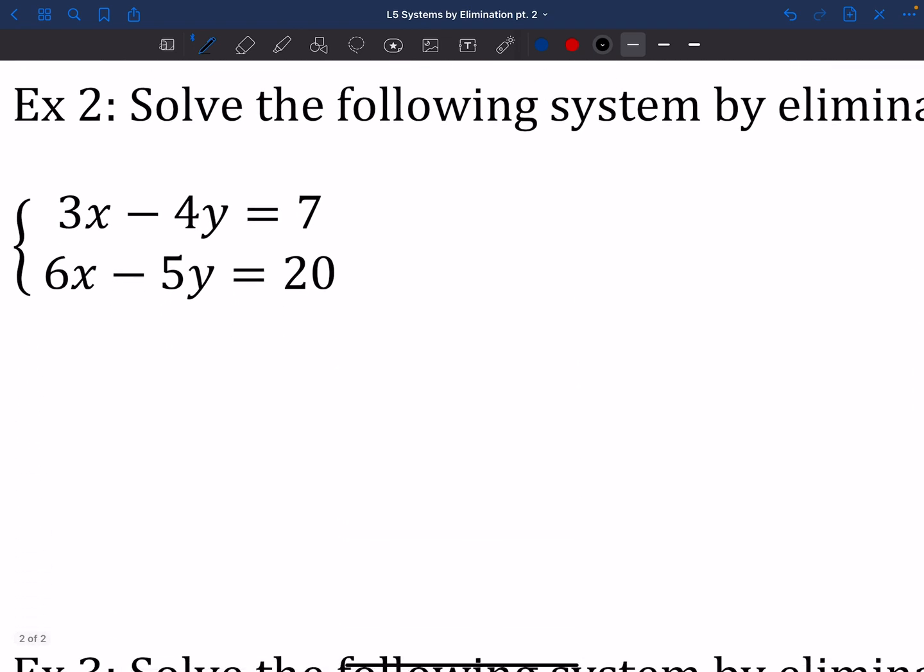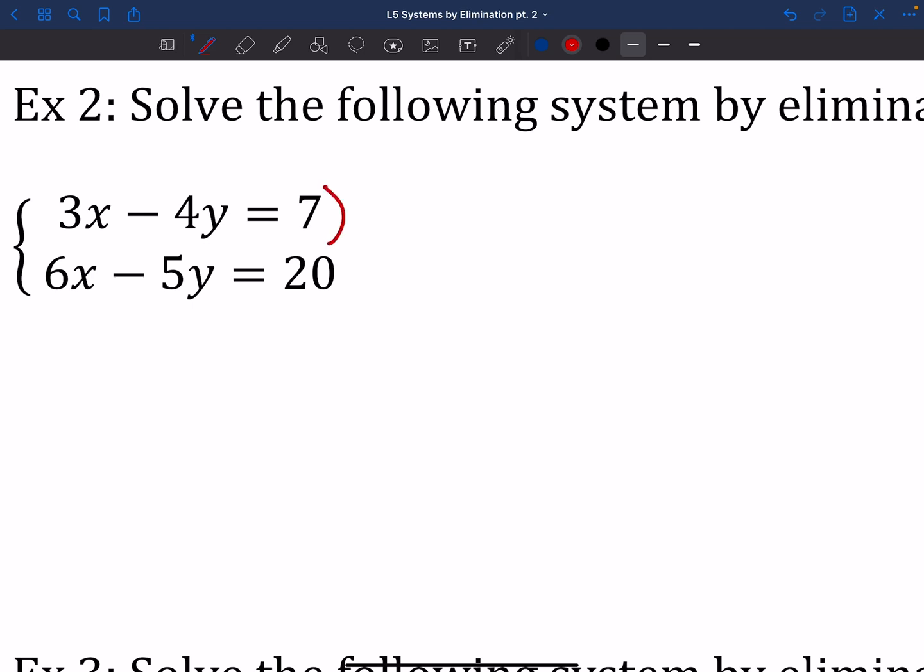So, same old deal. I'm looking at my coefficients, 3 and 6. Looking at these ones, negative 4 and negative 5, and none of them match. So that kind of sucks. What we're going to need to do is multiply, just like before. On this one, we might be able to get away with multiplying just one of them. If I'm looking at the x's, if I'm thinking about getting 3 and 6 to be the same number, I could just turn 3 into 6. I could also turn them both into 12 or something like that, but if I can just turn 3 into 6, that's less work that I have to do.